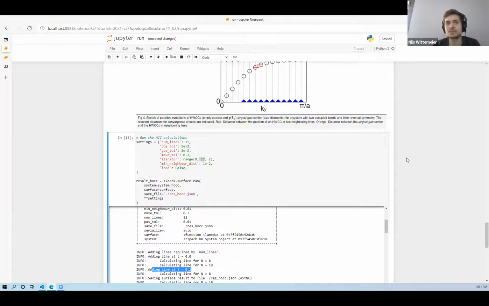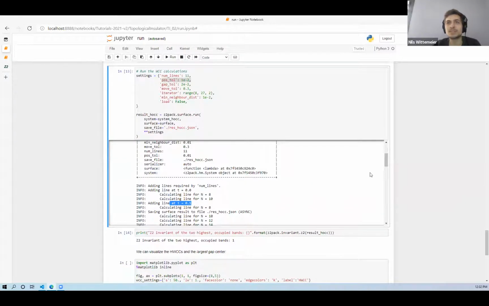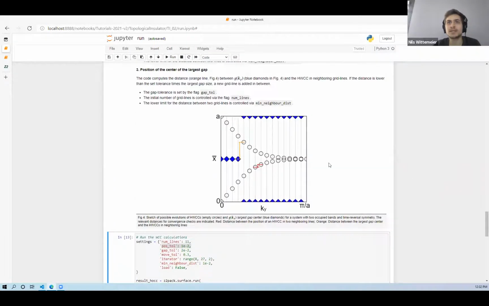What does it mean to be done? Basically, you compare the Wannier charge centers with this 8-point integration, then with the 10-point integration, and see if they are close enough within a certain tolerance. And that is this position tolerance. So basically you increase the number of points in your integration until the position of the Wannier charge centers is converged. And then you move on to the next line. And then you do the same for the next line and the next line and the next line. And then you get a picture like this one.